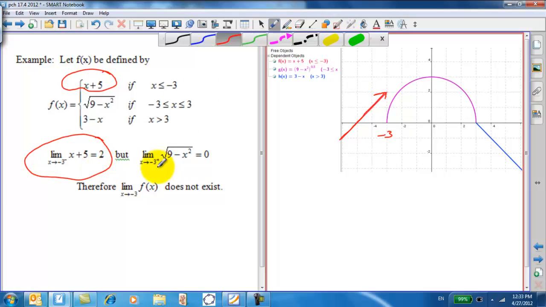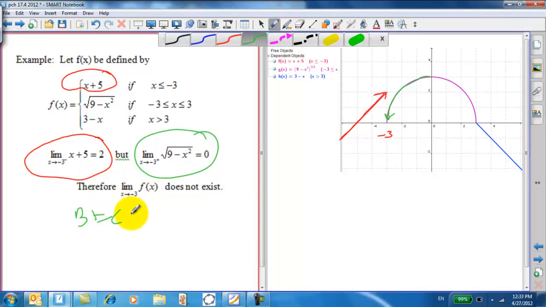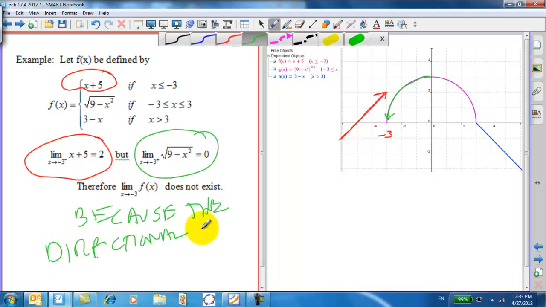Now, as we approach negative 3 from the right, though, we're going to use this formula. So let me use green for that. There you go. The limit as x approaches negative 3 from points bigger than negative 3 is actually going down to 0. The limit as x goes to negative 3 of f of x does not exist because the directional limits disagree. Okay? So we don't have a limit on that one.